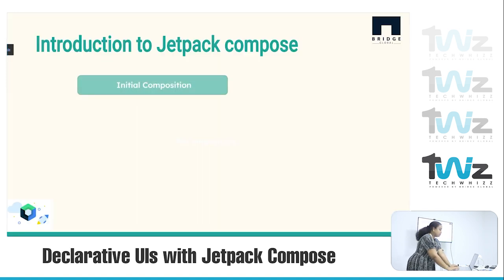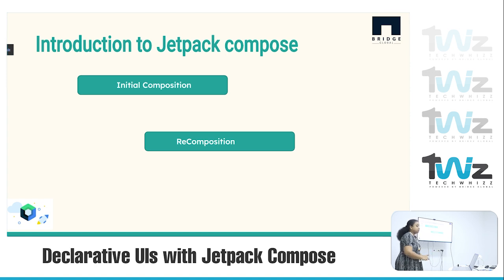But in the case of Compose, we need to introduce two important concepts: initial composition and recomposition. This is the most important concept in Compose. The first one is the initial composition. Initial composition is nothing but the Compose development. That is, first of all, we are creating an app and running this app. First, the UI is connected with the code, which is called initial composition. Initial composition and recomposition are the important concepts.